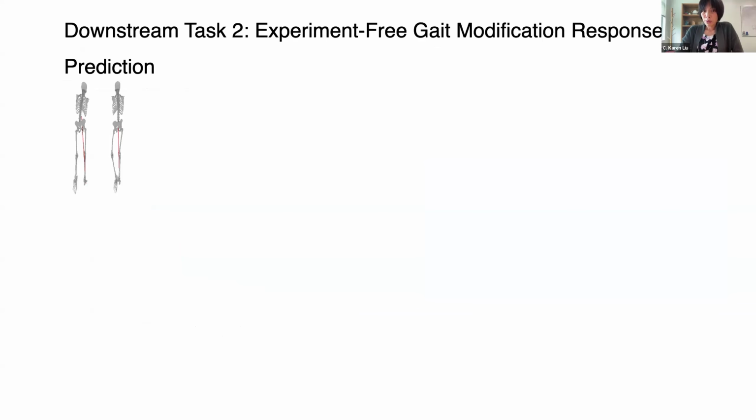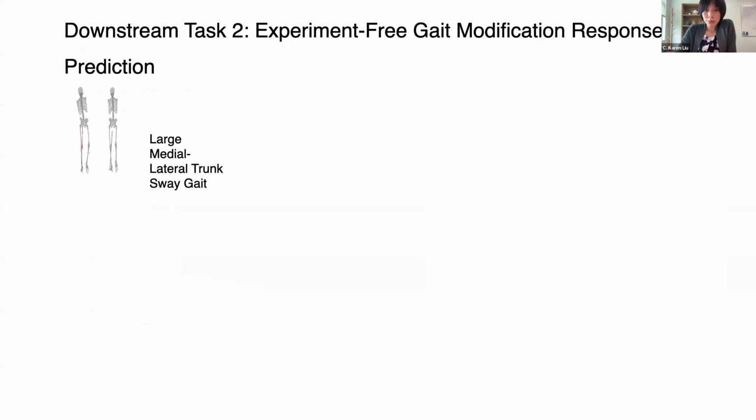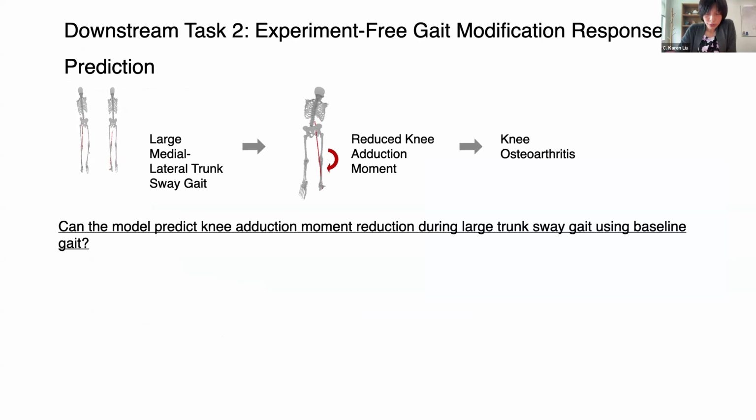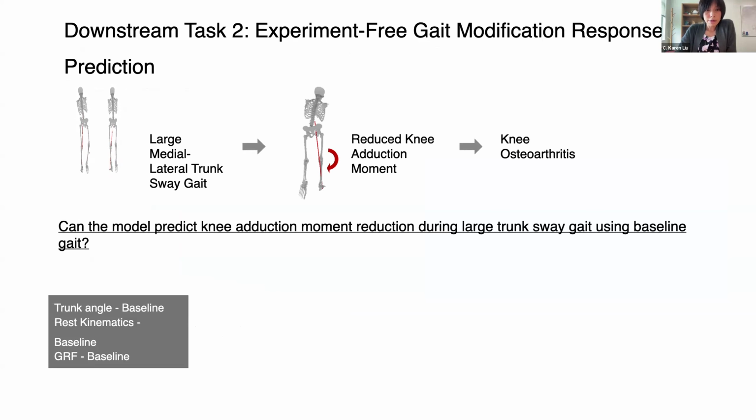It could also be used to predict kinetic response to gait modification without performing experiments. This is a very early stage result. It's our pilot study. Previous studies report that large medial lateral trunk sway gait can reduce knee abduction moment, which is associated with knee osteoarthritis. In this downstream task, we investigate if the model can predict this phenomenon.